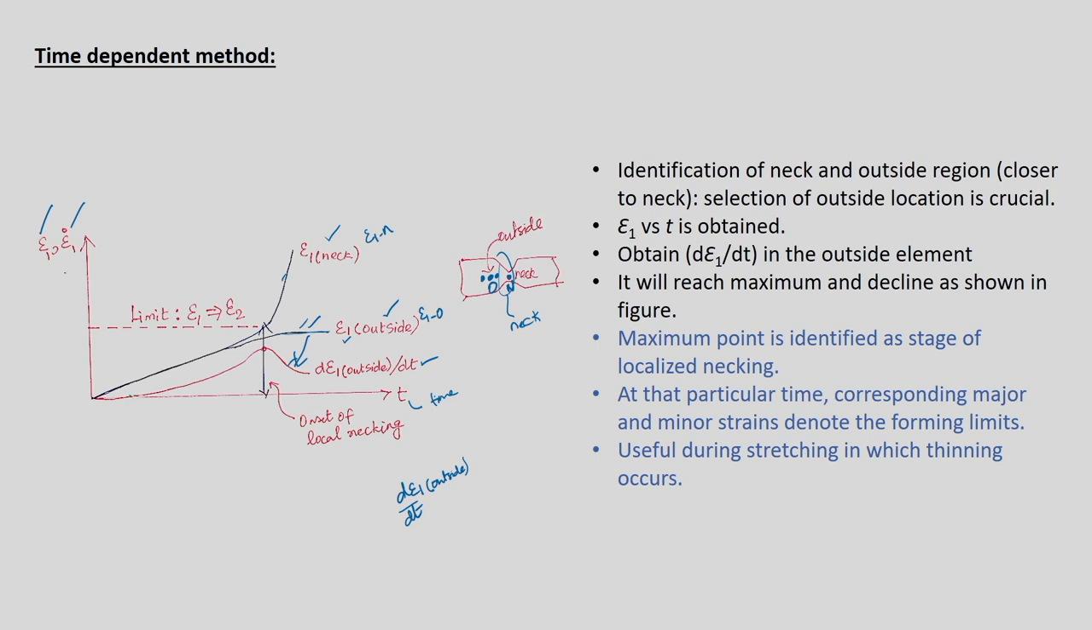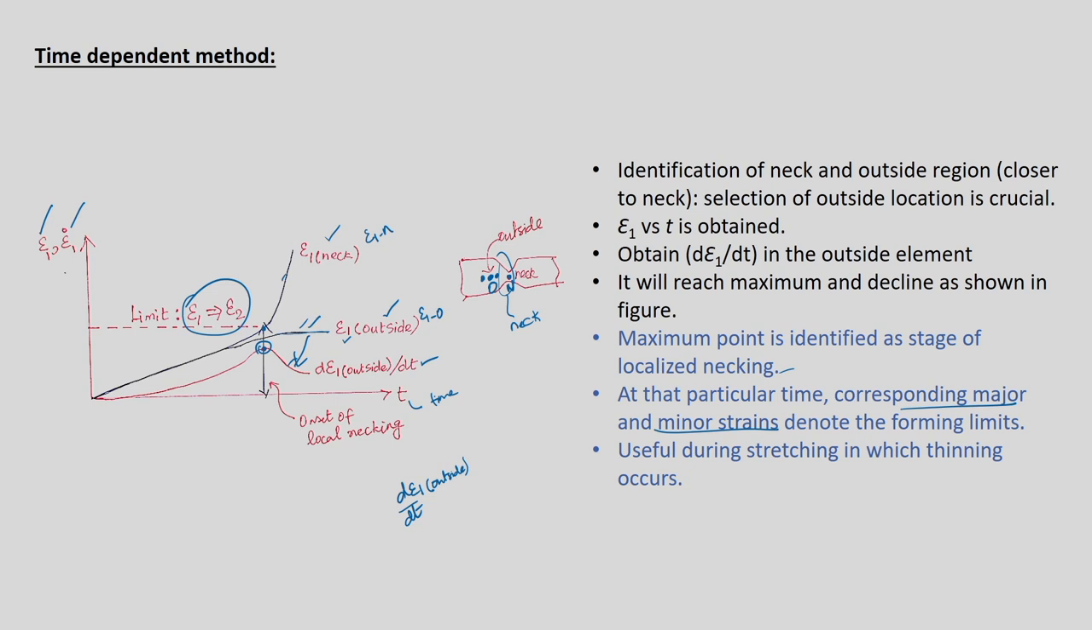You will see that it keeps increasing, reaches a maximum or a peak at one particular instant, and then it decays. This peak value is what you have to pick up. The maximum point is identified as the stage of localized necking. At this particular time, the corresponding major and minor strains denote the forming limit strains. You can draw a vertical line to hit this portion, which is your epsilon 1, and then the corresponding epsilon 2 together will give you a forming limit strain.